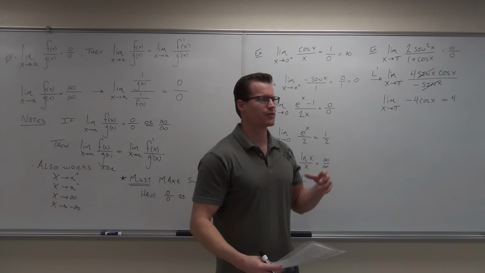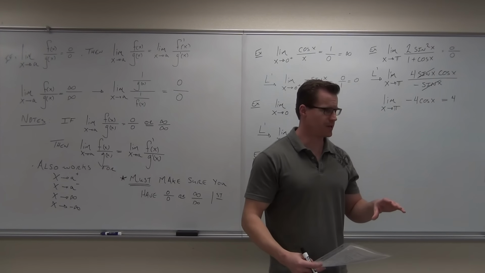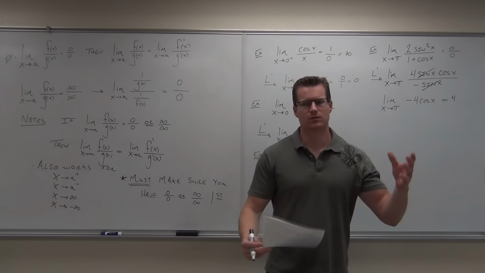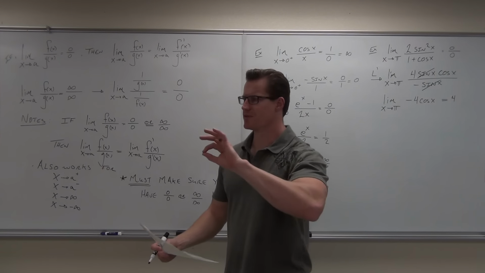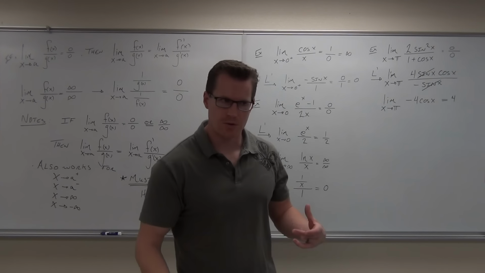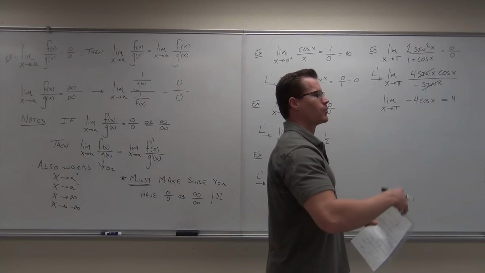Yep. The idea is check for 0 over 0, or infinity over infinity. If you have that, cool. Do a derivative of the numerator, do a derivative of the denominator, simplify first, then plug it in again. Repeat the process.